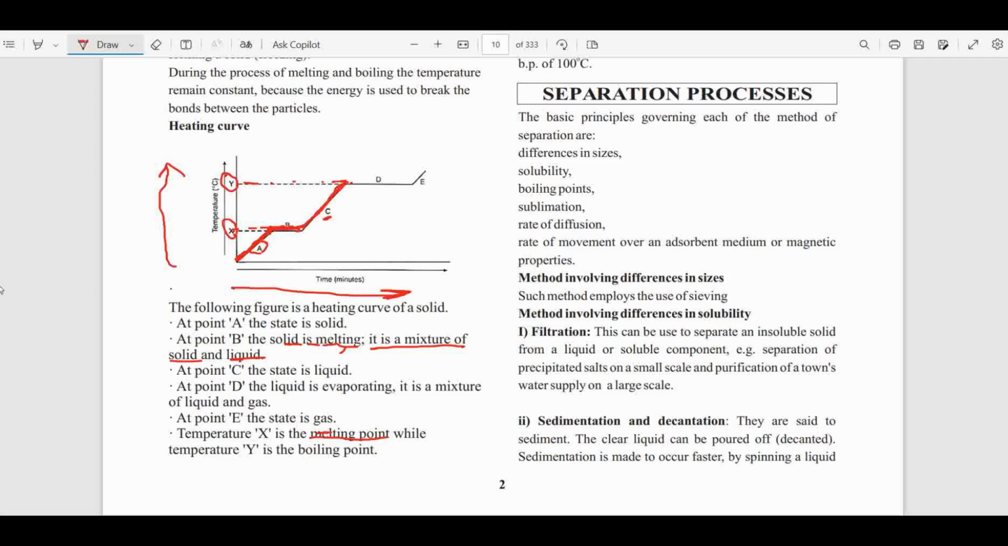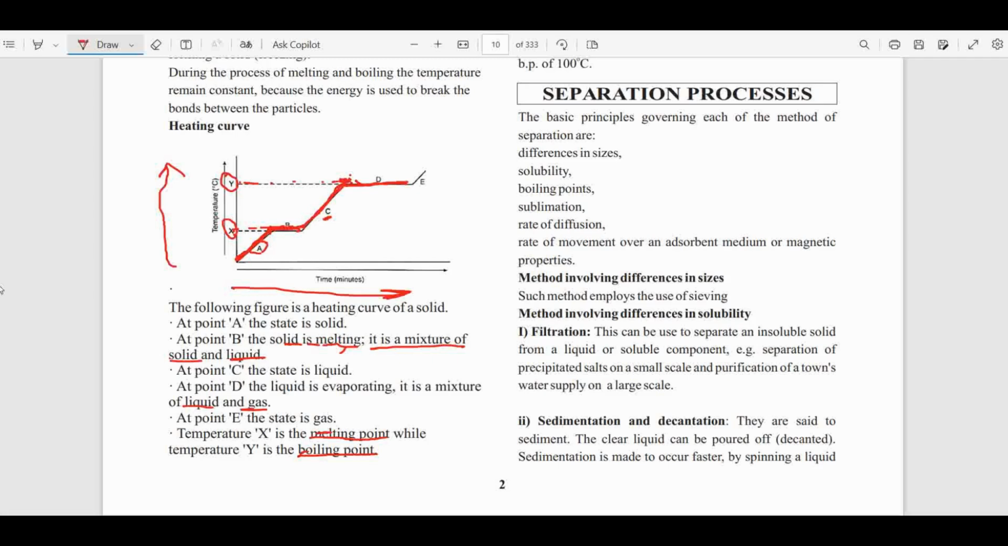Then you get to another point when you continue to increase the temperature. I mean, you continue to heat, but the temperature is not increasing. And the liquid then will begin to evaporate. You have a combination of liquid and gas at this point, which is D. That is evaporation taking place here as a result of boiling. So this point Y represents boiling, and D is a mixture of both liquid and gas.